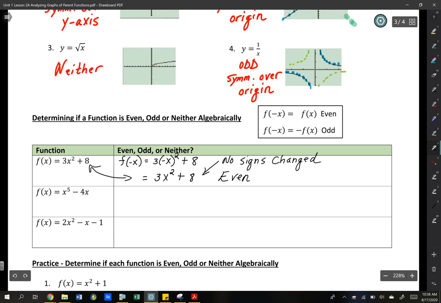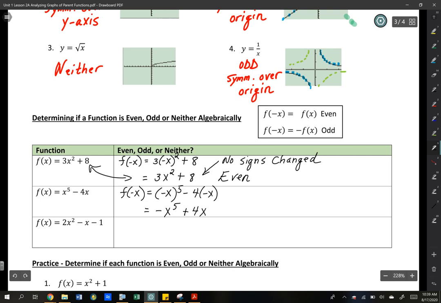All right, let's try it for the next one. We're going to put a negative x. We're going to replace x with negative x everywhere in this function, and then we're going to simplify it. All right, so we have a negative number raised to an odd power. That's going to remain negative when I take away the parentheses. And then we have a negative 4 times a negative x. That gives me a positive 4x.